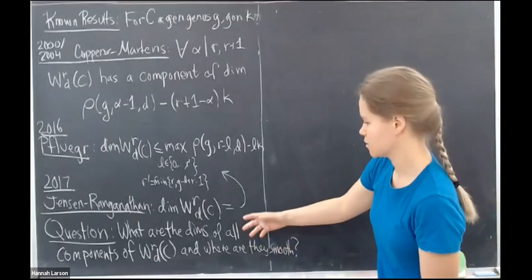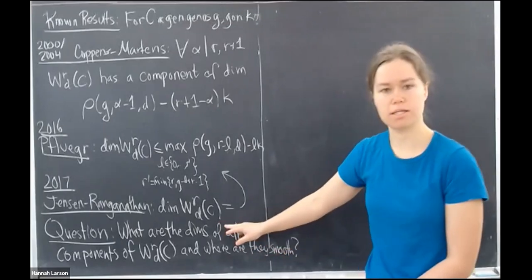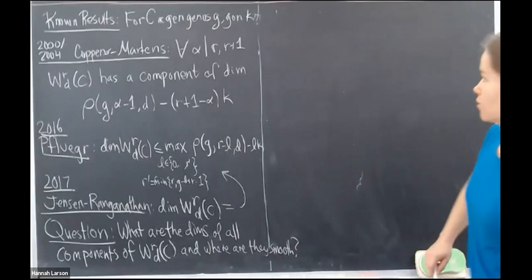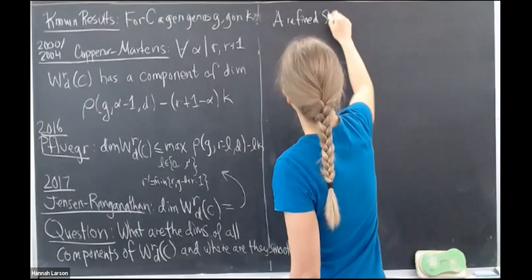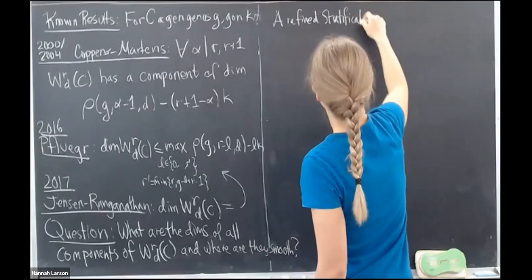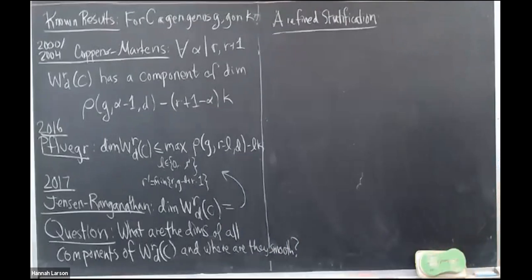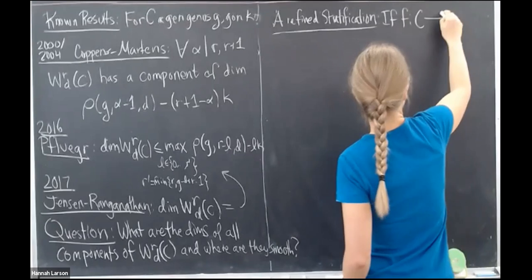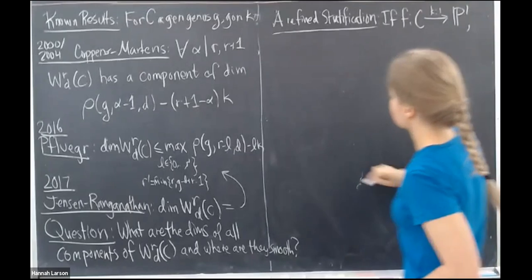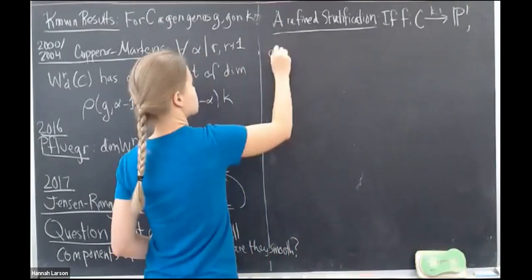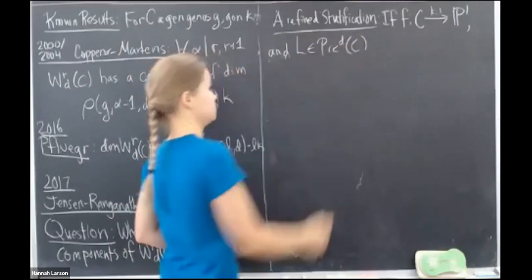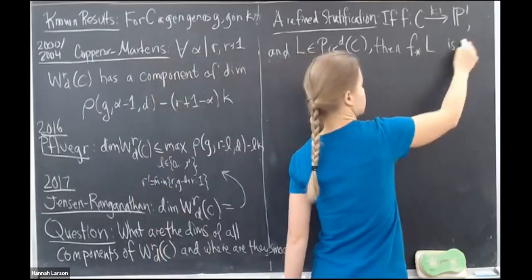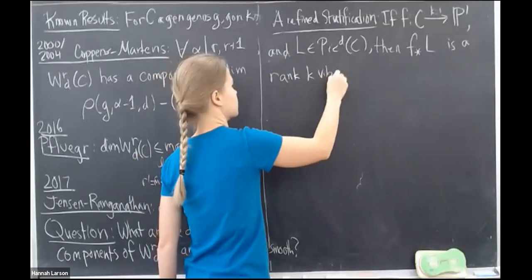Now it turns out that the answer to this mystery of different components of different dimensions can be explained by looking at a refined stratification of the Picard variety. This refined stratification comes from the following basic observation. If I have a degree k map f from C to P1, and a line bundle L on C, then the pushforward by f of L is a vector bundle on P1.